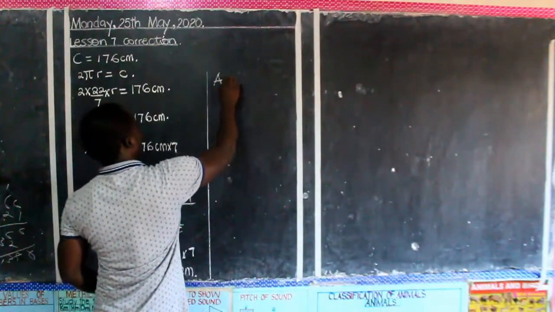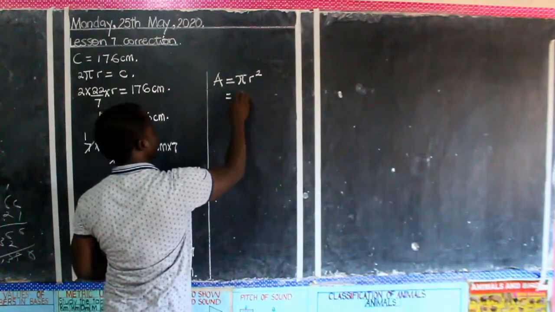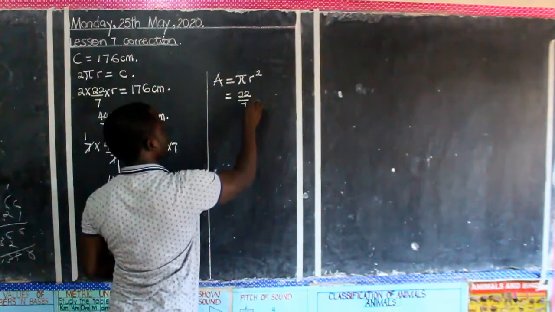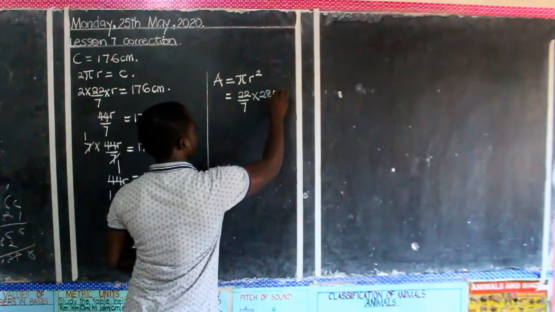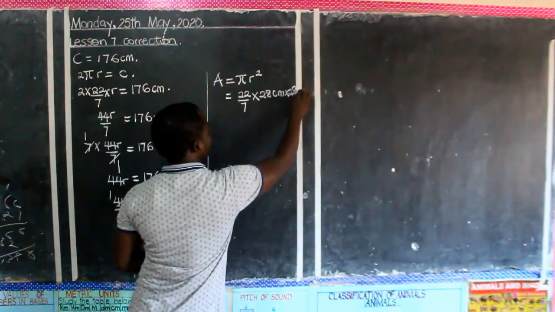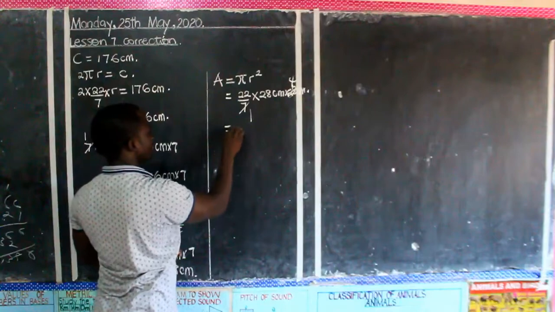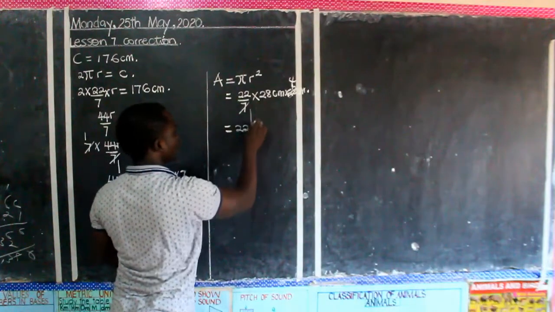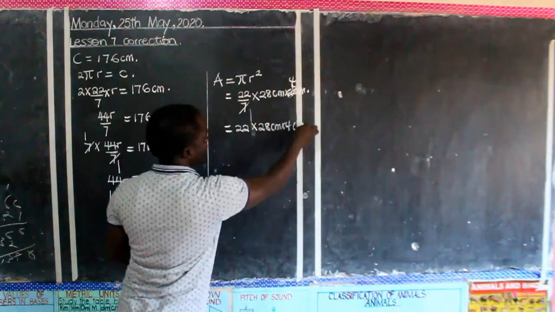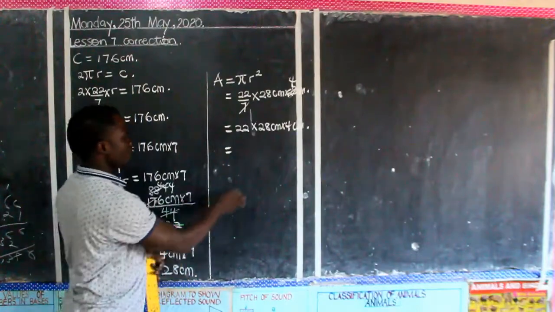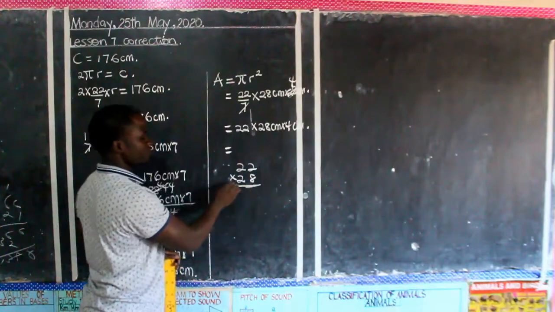We shall now say area of the circle equals pi r squared, and the area is 22 out of 7 times the radius of 28 centimeters times 28 centimeters. By 7 once, by 7, 4. So here we shall have 22 times 28 centimeters times 4 centimeters. Let's multiply. 22 times 28. What do we get?